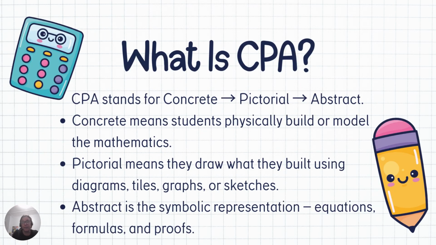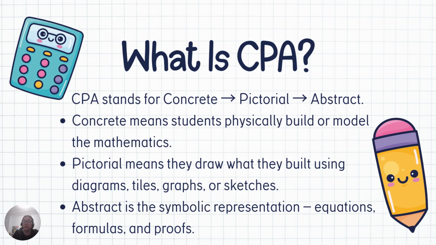What is CPA? CPA stands for Concrete, Pictorial, and Abstract. Concrete means students physically build or model the mathematics. Pictorial means they draw what they built using diagrams, tiles, graphs, or sketches. And abstract is the symbolic representation: equations, formulas, and proofs. The biggest misconception is that manipulatives are only for younger learners. In reality, complex ideas in algebra and geometry require strong conceptual grounding. CPA gives students a bridge instead of a jump.